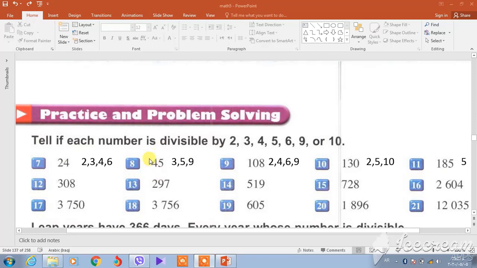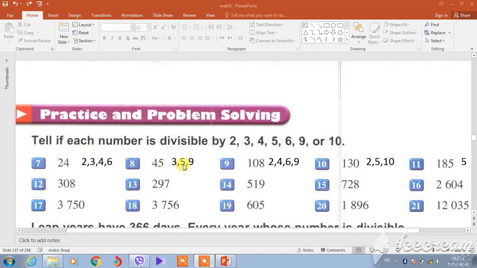Practice 8, we have 45. Divisible by 2? No, because the last digit is an odd number, not an even number. 5 is odd, so it's not divisible by 2. Divisible by 3? Yes, because the sum equals 9. 9 is divisible by 3, so 45 is also divisible by 3. Divisible by 4? No, because the last two digits are 45, and 45 divided by 4 leaves a remainder.